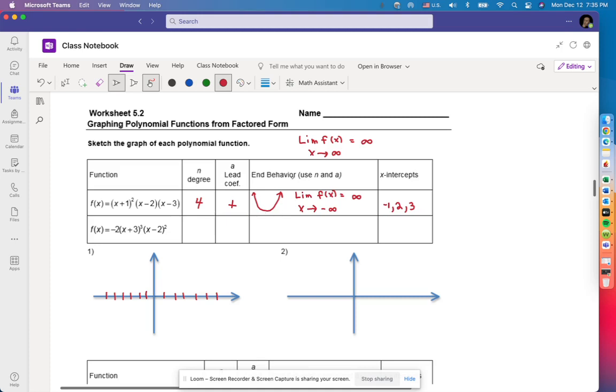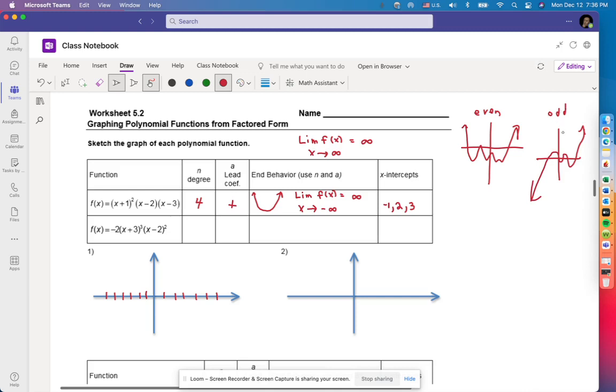Next, end behavior. Since it's a degree of 4, if y'all remember, that means it's even. So if you have an even function, I know that my end behavior is going to be something like this: up on both ends. If it was odd, it would be up on this side and down on the other side. That's going to be odd.